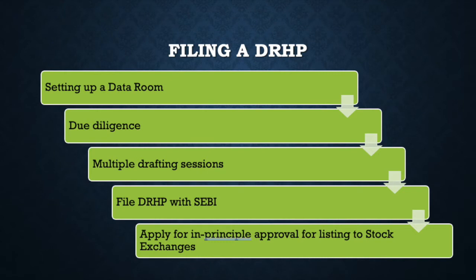At the same time, when we filed the draft red herring prospectus with SEBI, what we also do is we file for an in-principle approval for the listing of our shares on the stock exchanges on which we want to list. Now, typically, the most popular stock exchanges in India are the National Stock Exchange and the Bombay Stock Exchange. But it wouldn't be unusual for a company to list their shares on these stock exchanges as well as a city-based stock exchange, such as the Delhi Stock Exchange or the Calcutta Stock Exchange.